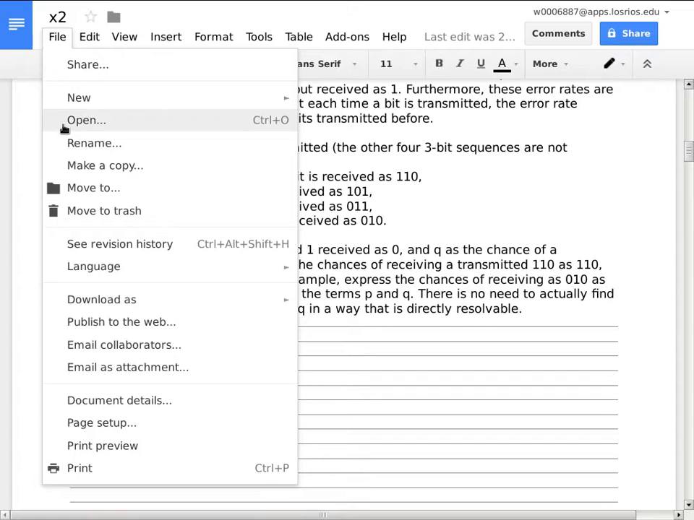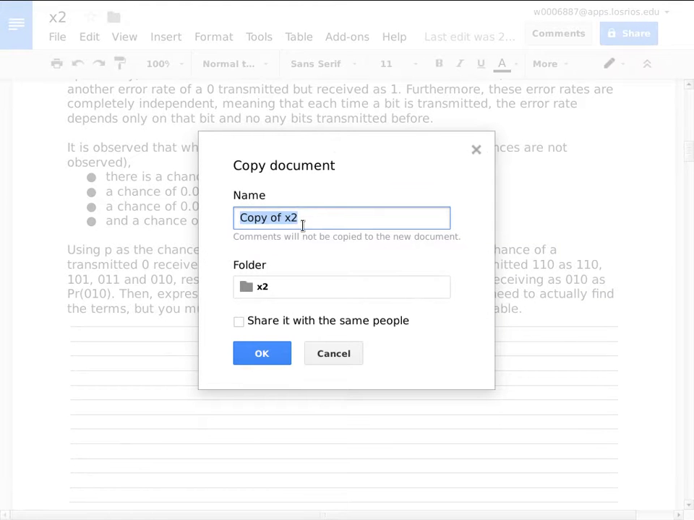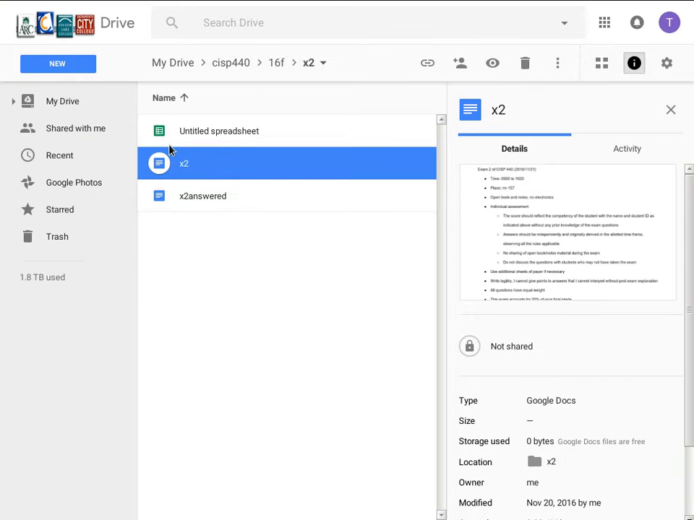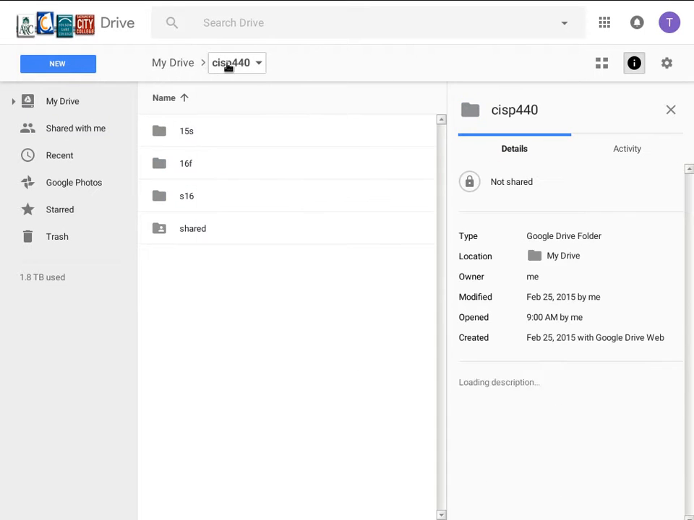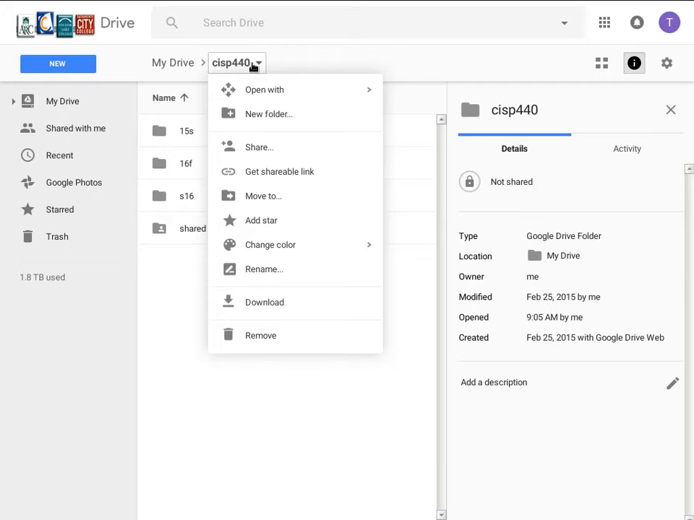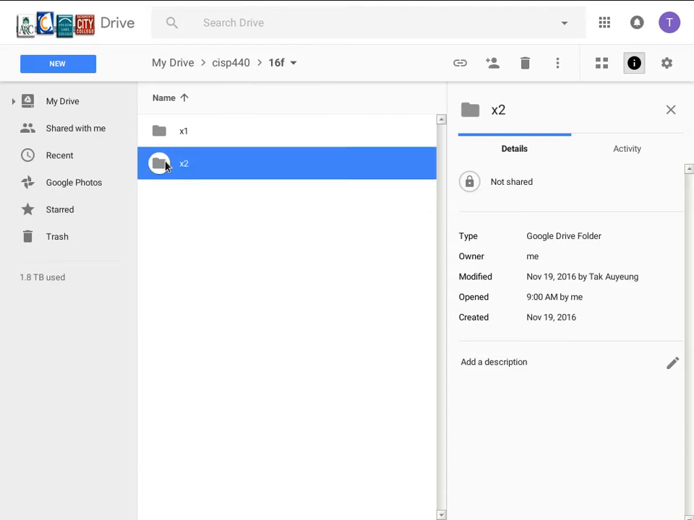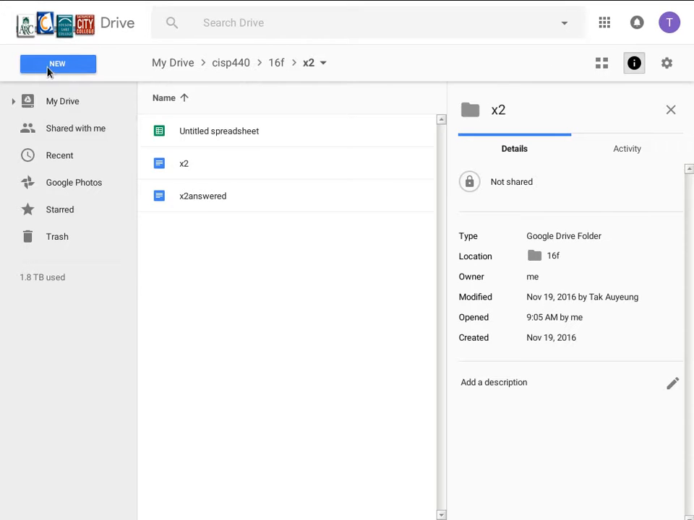I can do this. Okay, so I'll make a copy first. I'll call this answer. And then what I'll do is I'm going to make a shared folder. I've done this one with my other class already, just not with this class yet. So let me go to 14, 16. And in here, I'll make a folder that is shared.